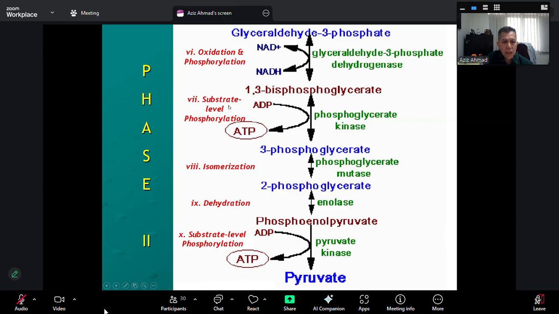Okay, from here, the first step in the production of ATP is from 1,3-bisphosphoglycerate to 3-phosphoglycerate, which is catalyzed by phosphoglycerate kinase. Substrate level phosphorylation, 1 ATP, and then isomerization. And then the second ATP is produced from phosphoenolpyruvate to pyruvate.